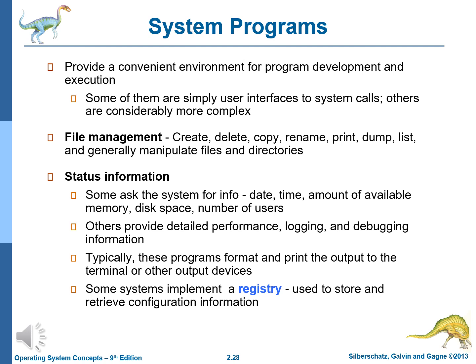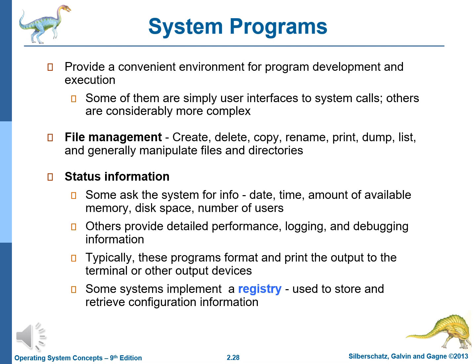System programs. Another aspect of a modern system is its collection of system programs. Recall the logical computer hierarchy. At the lowest level is hardware, next is the operating system, next the system programs, and finally the application programs. System programs, also known as system utilities, provide a convenient environment for program development and execution. Some of them are simply user interfaces to system calls. Others are considerably more complex. They can be divided into these categories.